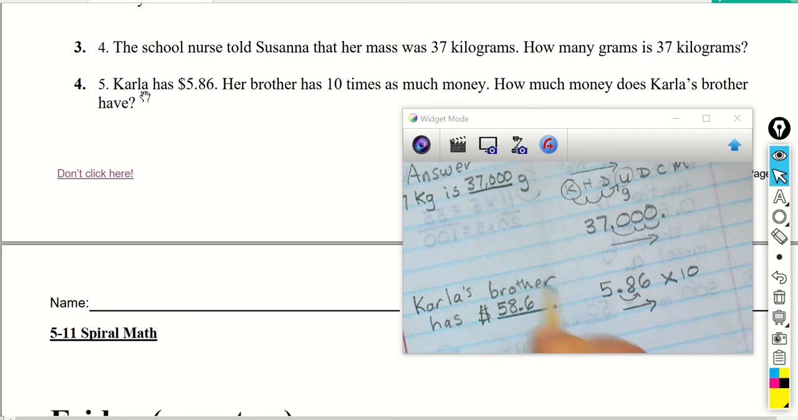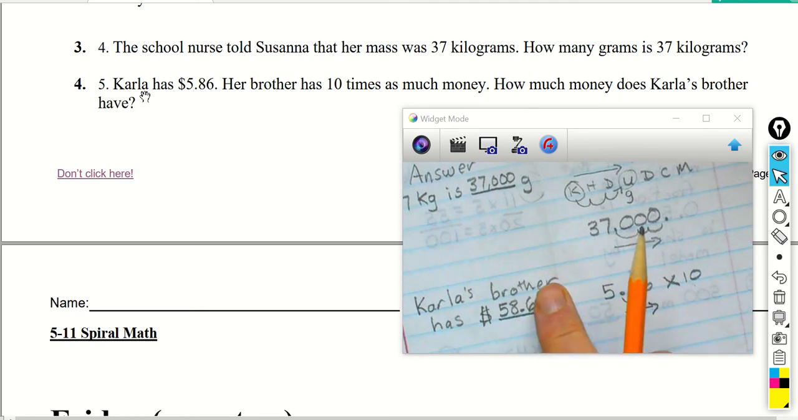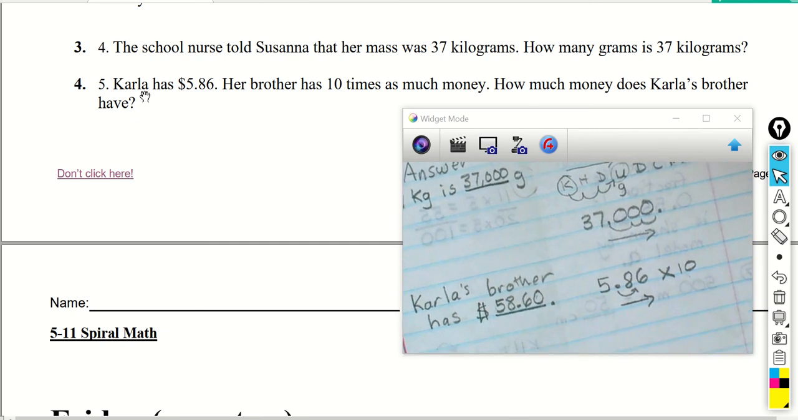And I do actually add a 0 here because that's the way we write money. We don't usually say $58.6 without the 0 because it looks like 6 cents, and it's not. It's 60 cents or 60 hundredths. So Carla's brother has $58.60. Make sure you have that 0 at the end and the dollar sign, boys and girls.